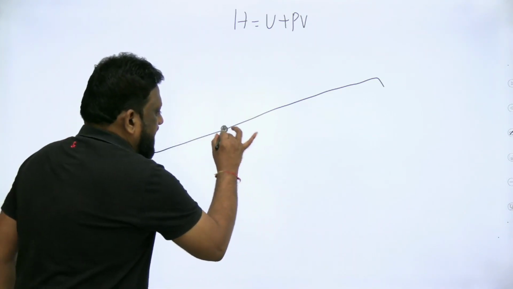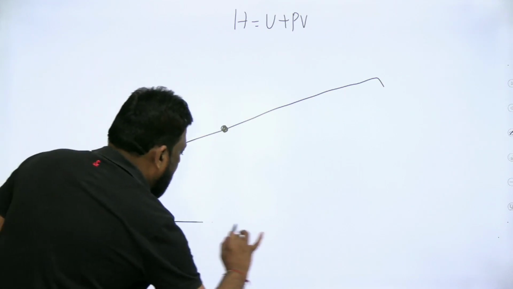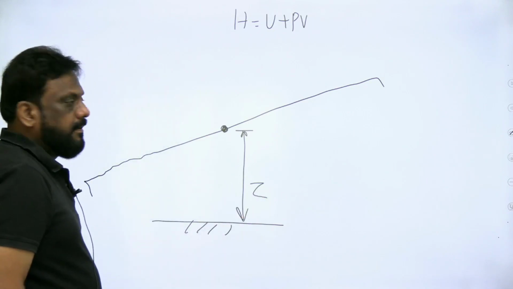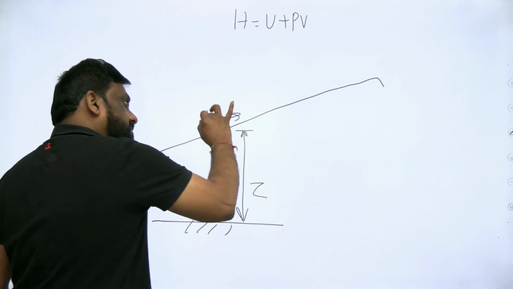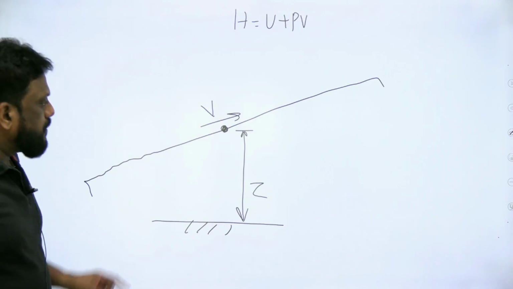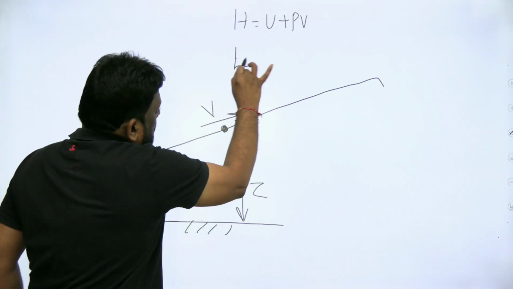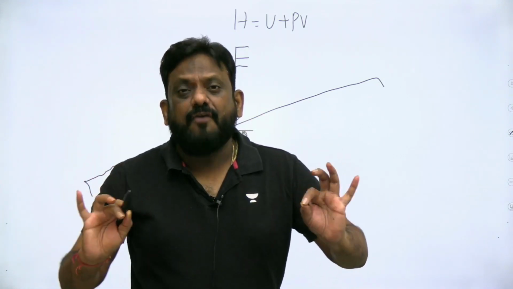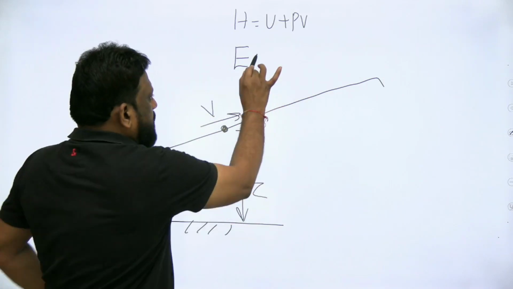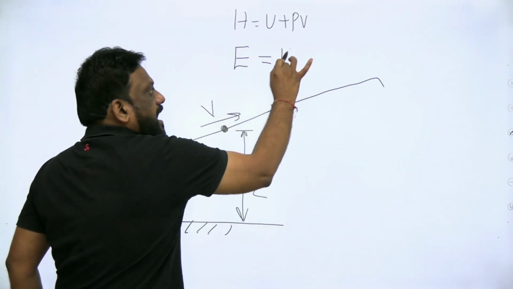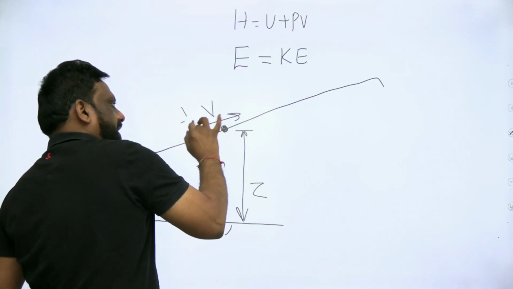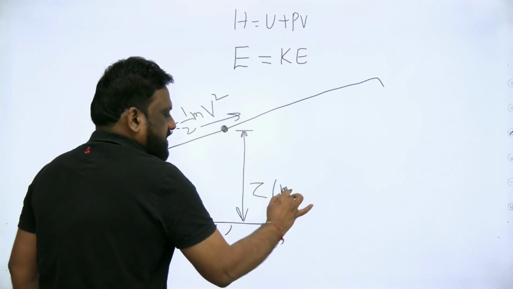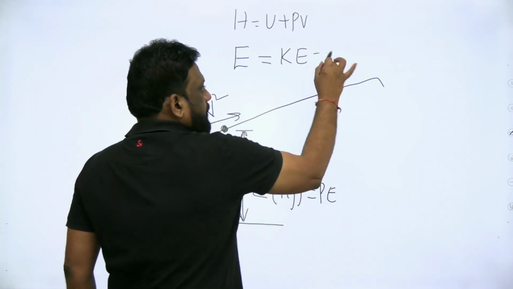I want to see what its energy is at this point. If you take any reference level, it has potential energy. As it is moving, it has velocity, so there is kinetic energy. I'm writing the total energy of a closed system. This total energy is given by kinetic energy, which is half mv squared, and it is at some height, so I write mgz, that is potential energy.